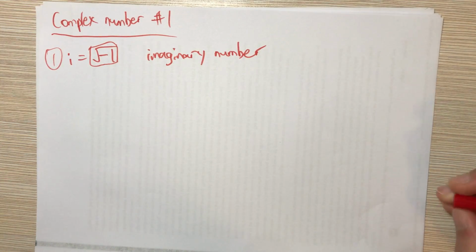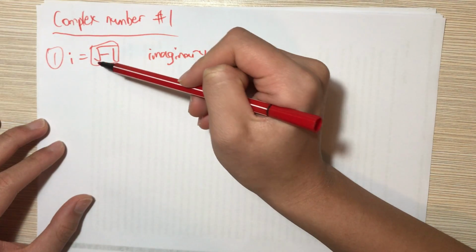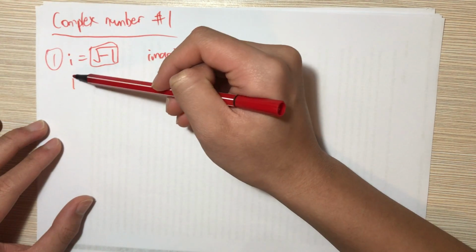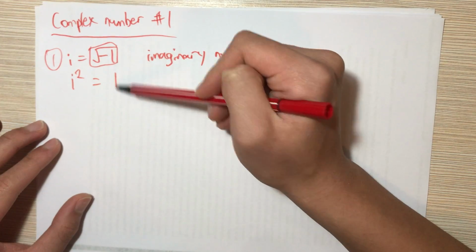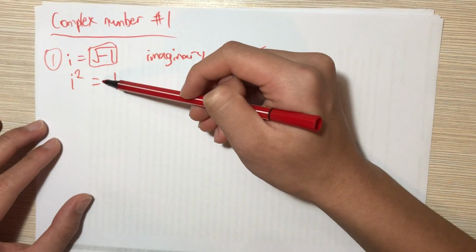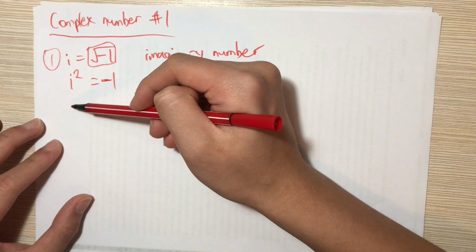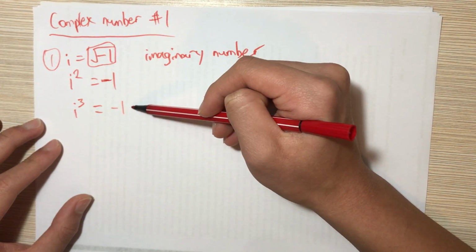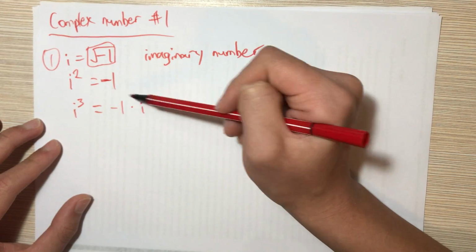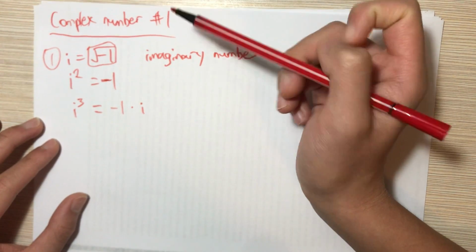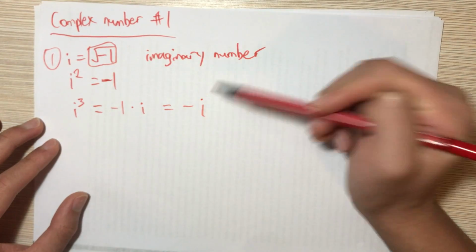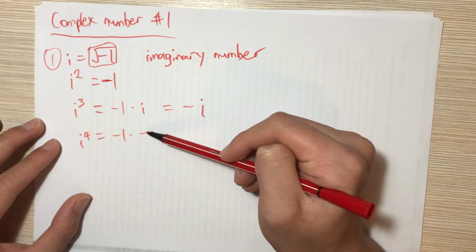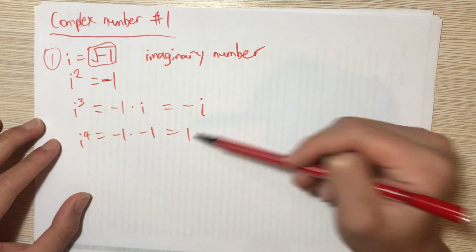So i is the square root of -1, remember that. So i squared is just -1. i squared is -1. And i cubed will be -1 multiplied by i, because this is i squared and this is i to the first power, so that it is -i. And then i to the fourth power will be two -1s multiplying together, which is 1.